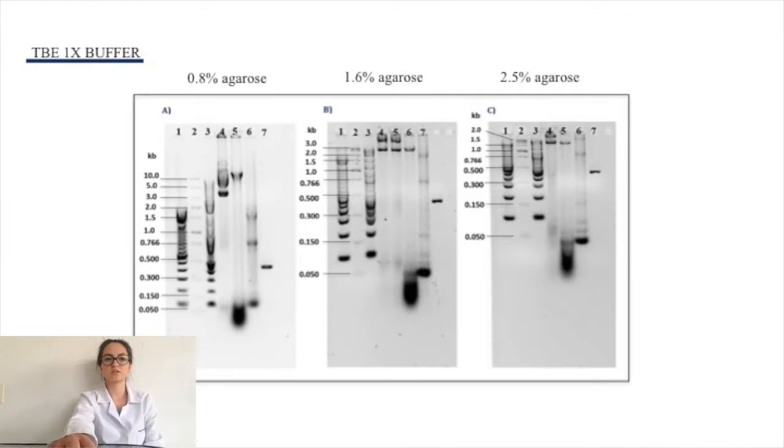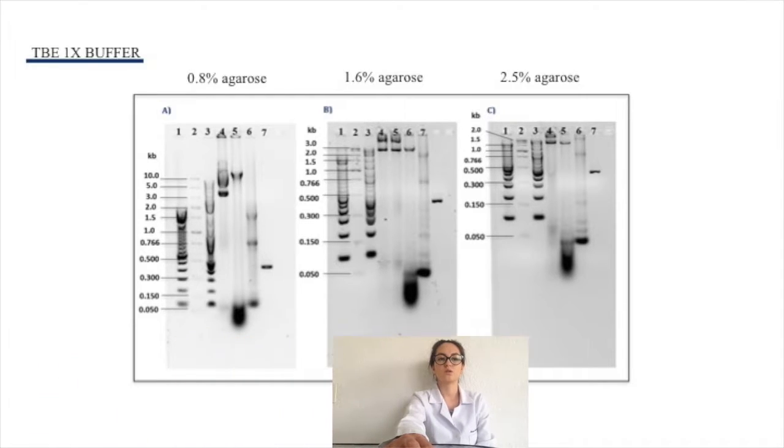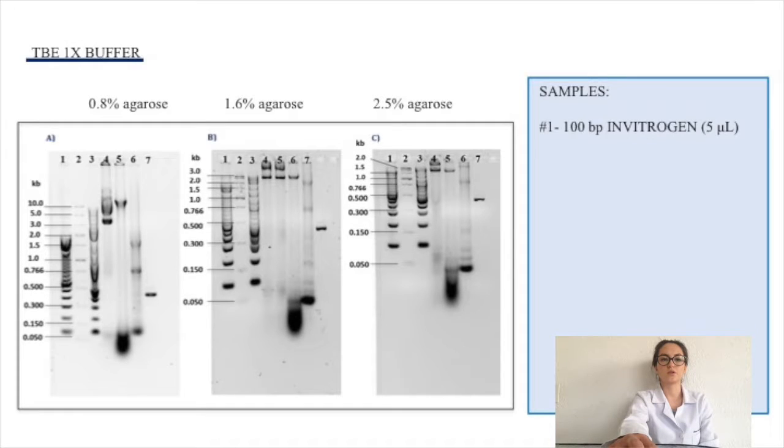For the next gel, which corresponds to buffer TBE 1x, the gels are shown in the same order as the first one, from 0.8% to 2.5% of agarose from left to right. These gels were loaded as follows. Lane 1, 100 base pairs ladder from Invitrogen, 5 microliters. Lane 2, Fast DNA ladder from New England Biolabs, 5 microliters.